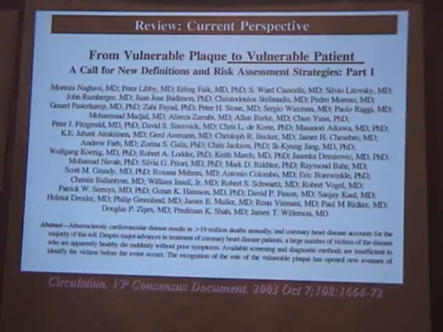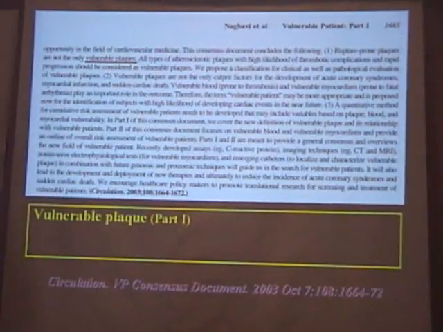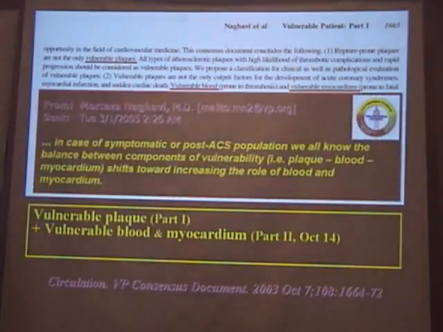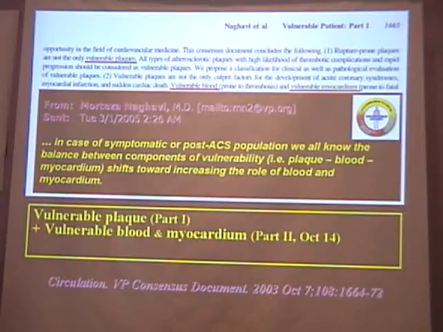So again, going back in history, it started with the vulnerable plaque, to where we are today, the vulnerable patients. The vulnerable plaque was described in part one of these three papers. Number three will come. In part two, the vulnerable plaque and vulnerable myocardium were described in the same month in Circulation, a week later. And there's been a lot of discussion.